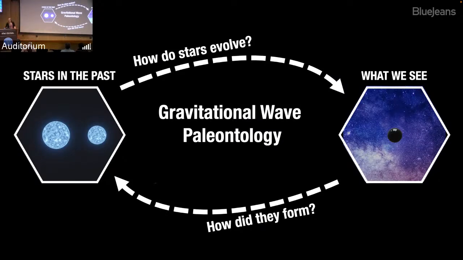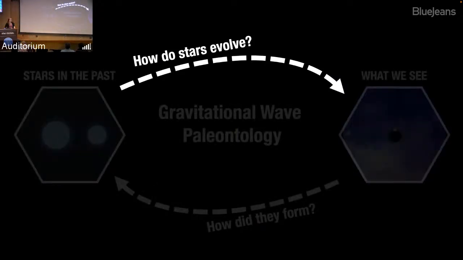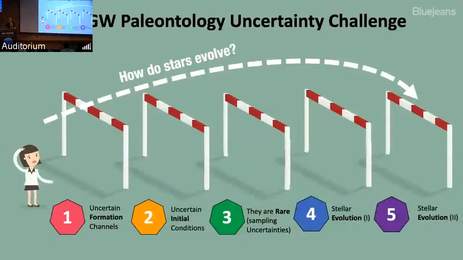Well, the main conclusion that I hope to give to you is that actually this arrow of how these stars evolve and how we model this has 5 key challenges that are currently limiting us from doing this. And this is what I call the so-called gravitational wave paleontology uncertainty challenge. There are 5 barriers keeping us from being completely able to do this. Okay, so what are these?